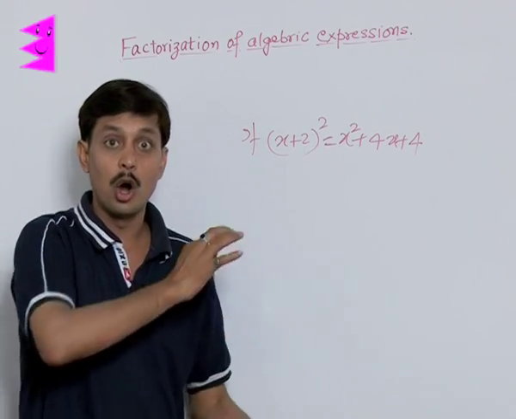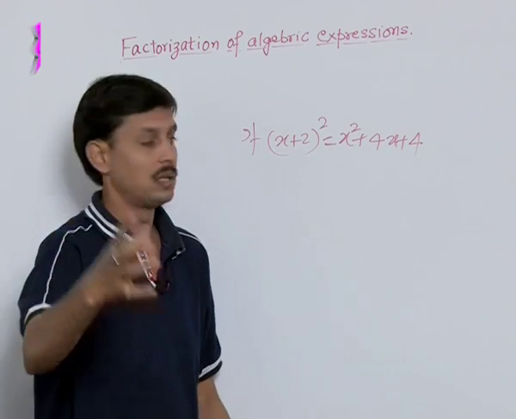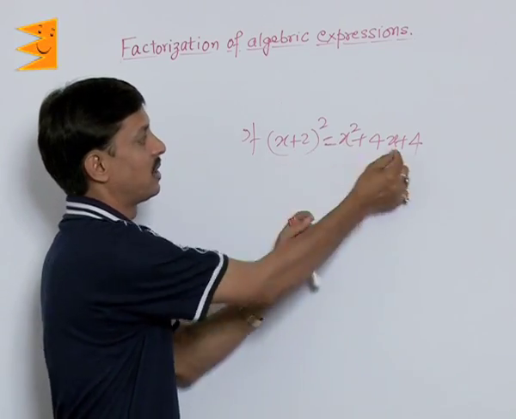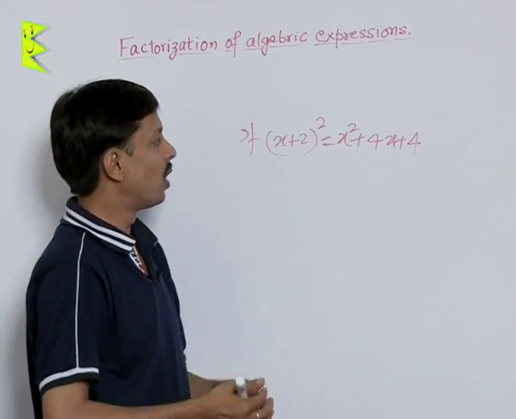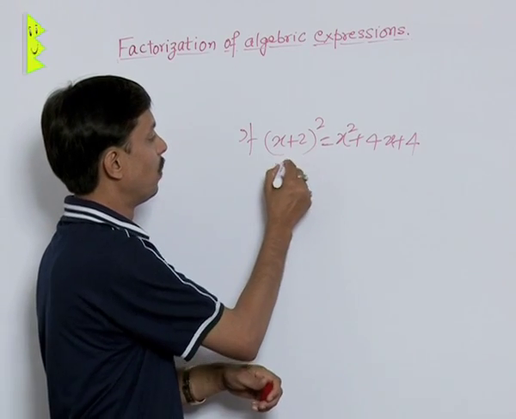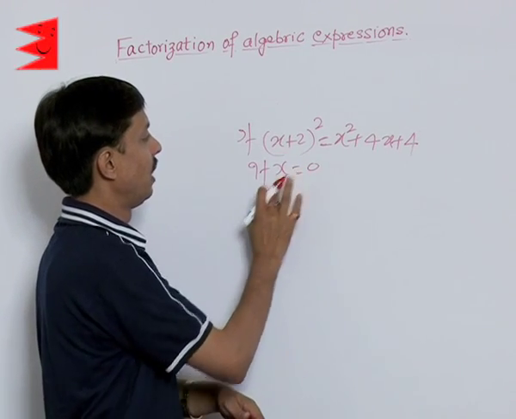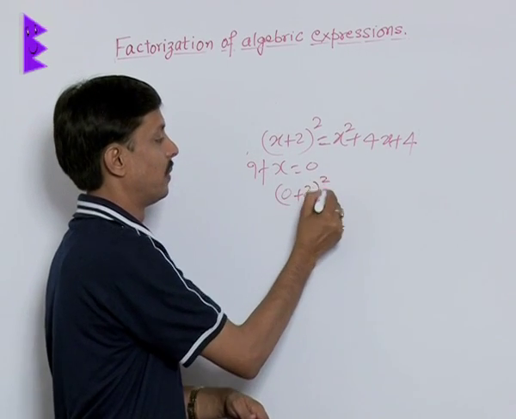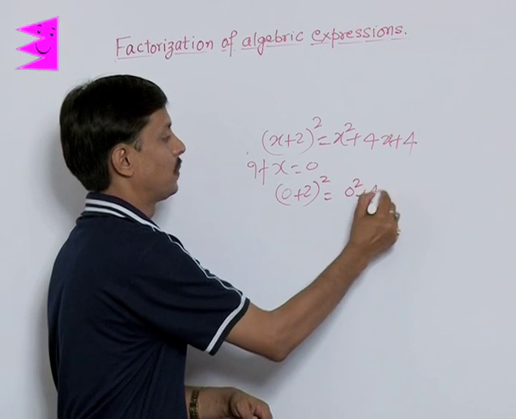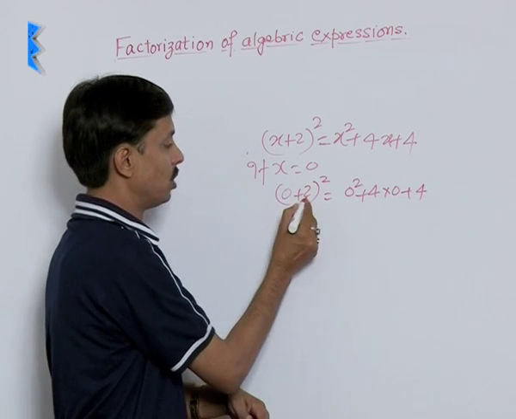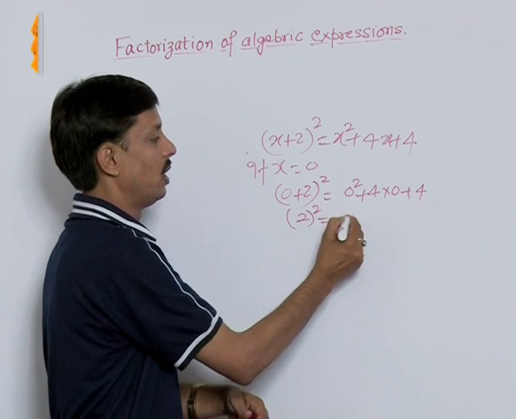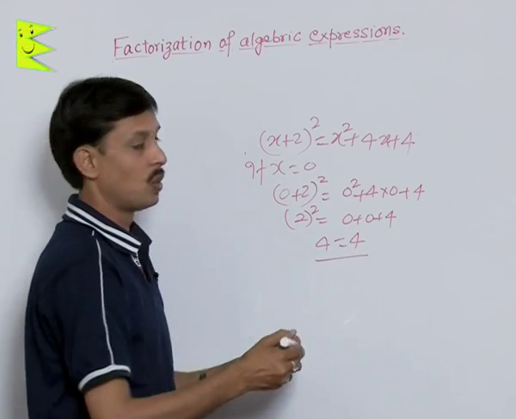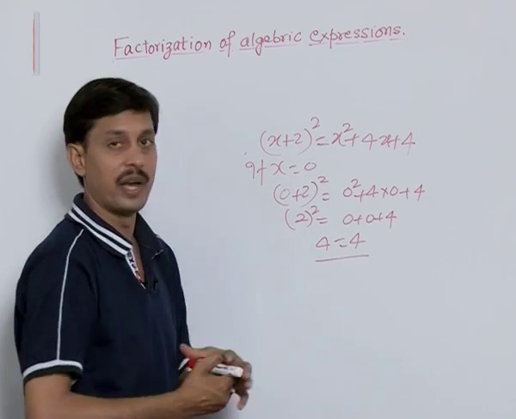Because you can opt for any value of x, but you will find it is always true: left hand side is equal to right hand side. Suppose you take x equal to 0. If you put x equal to 0, you will say 0 plus 2 whole square is equal to 0 square plus 4 into 0 plus 4. 0 plus 2 is 2 whole square is equal to 0 plus 0 plus 4. 4 is equal to 4. So I can say it is verified.